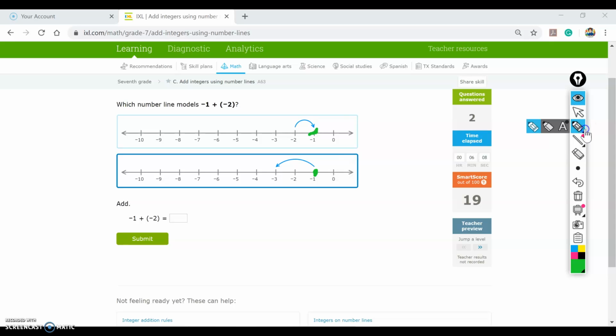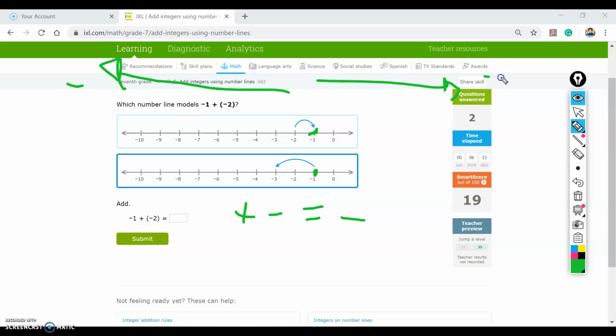I started on -1, and then I need to add a -2. So that means I do plus and negative, but I know that a plus and a negative is equal to a negative. So that means that I need to go to the left, because the left is for the negatives and the right is for the positive numbers. So if I go 2 units to the left, 1, 2, I land on -3, and that's why I would type here -3, and my answer would be the second number line.